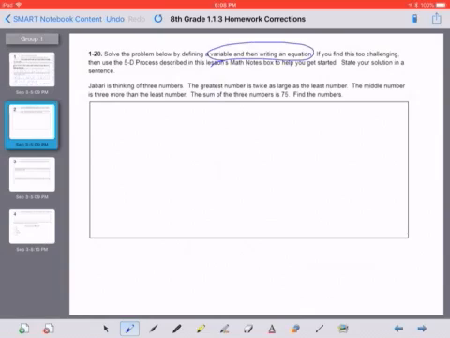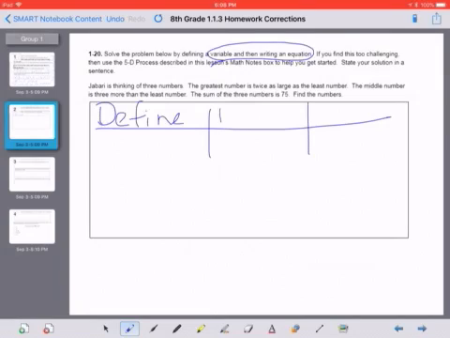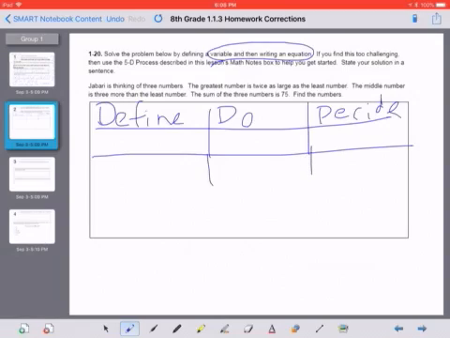So when I set it up, I used the 5D process. I set up my 3 columns, and I had my define, my do, and my decide. I didn't do trials though, because I used variables. So I knew that my define was going to have 3 numbers, because it says Jabrea is thinking of 3 numbers. The greatest number is twice as large as the least, so I'm going to use L for the least. The middle number is 3 more than the least, so M, and then G for greatest. The sum of the 3 numbers is 75. Find the 3 numbers.